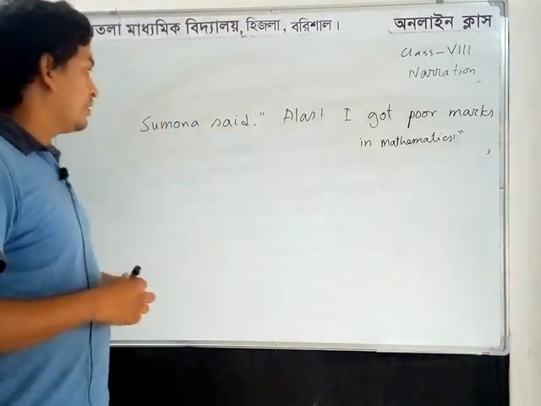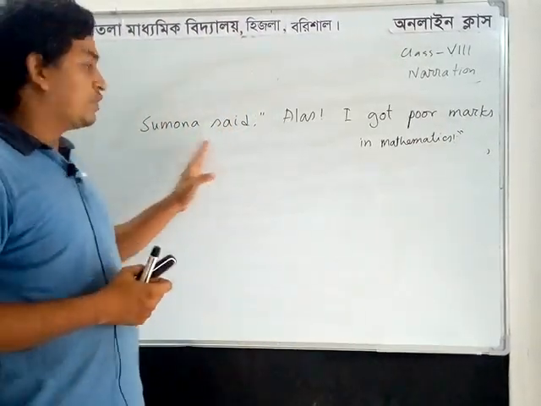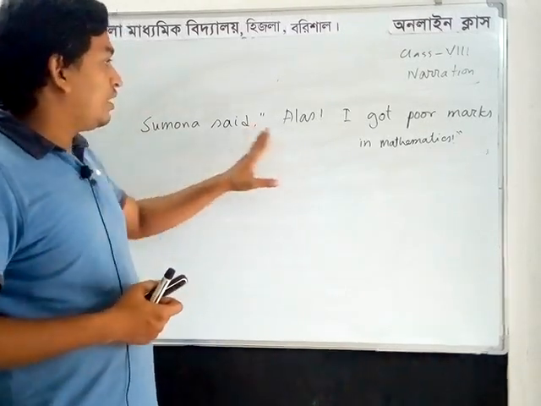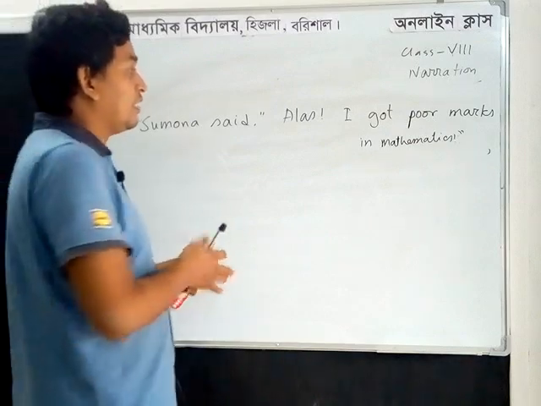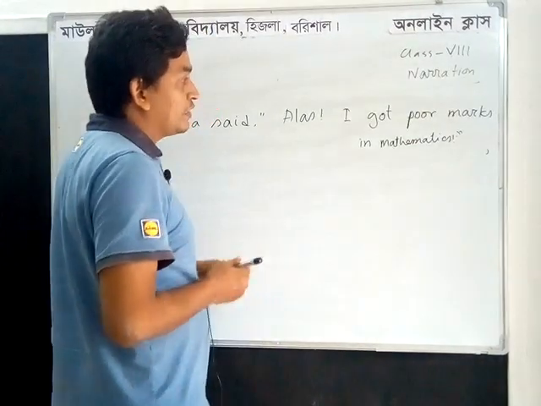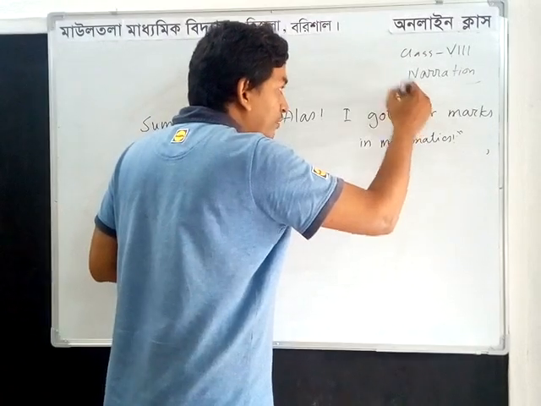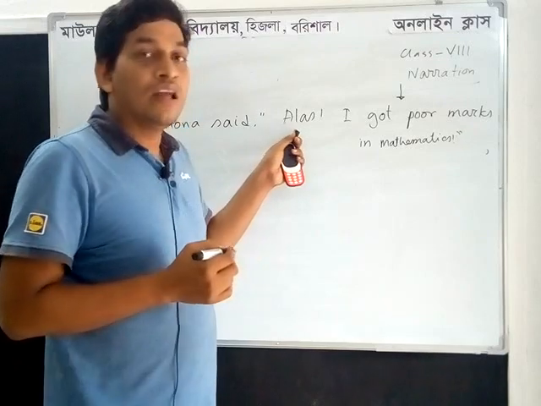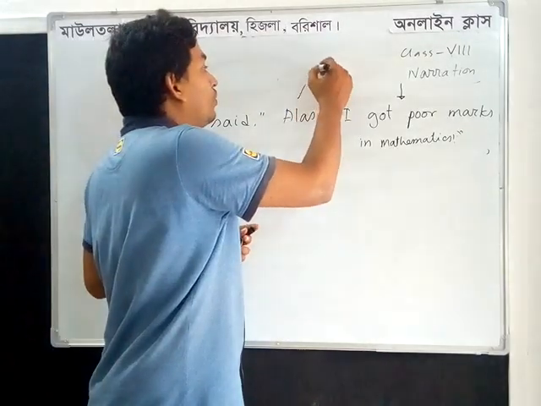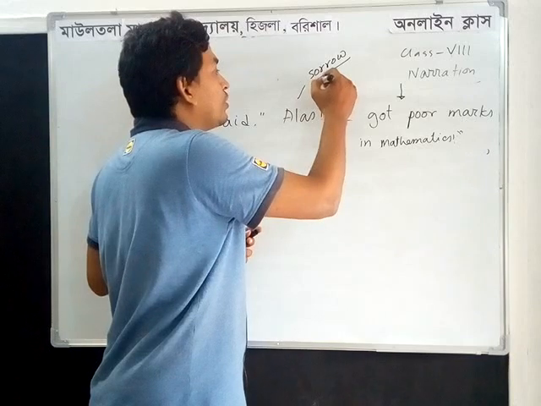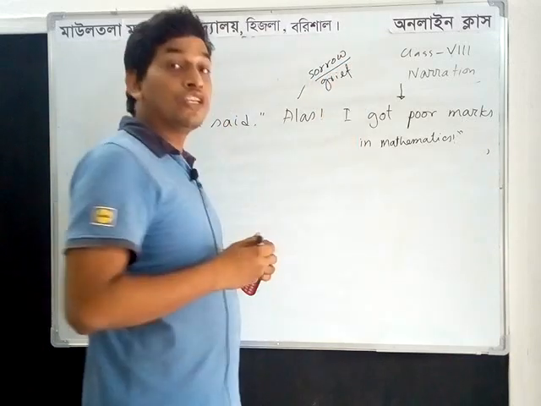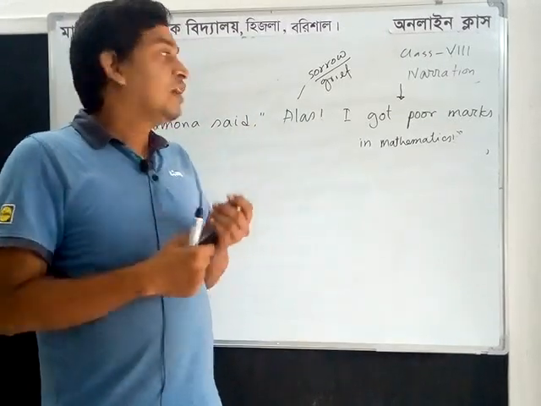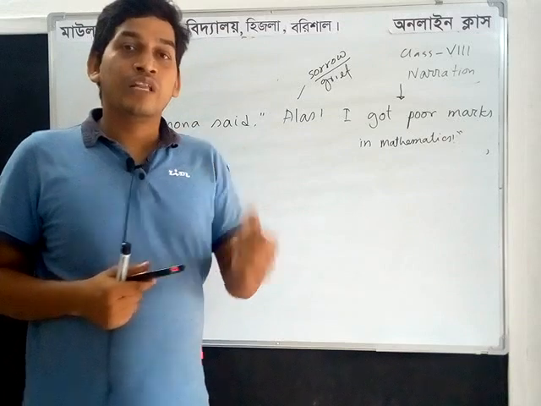Dear students, here is another example: Shumana said, "Alas, I got poor marks in mathematics." Here in this sentence, that means Shumana got poor marks in mathematics in her examination, and it is shocking for her. So she writes here, "Alas." Alas denotes grief. As alas denotes grief, we have to change the reporting verb to exclaim with sorrow or exclaim with grief.